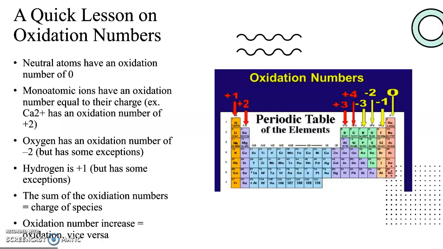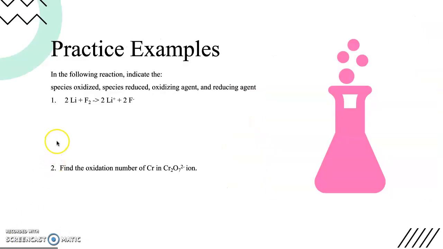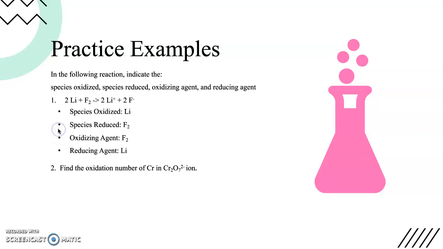Number 1. In the following reaction, indicate the species oxidized, species reduced, oxidizing agent, and reducing agent. In the equation 2Li + F2 into 2Li+ + 2F-, two species are changing their electrical charge during the course of the reaction. Since Li is losing electrons, becoming more positively charged, it is being oxidized. Since F2 is gaining electrons, becoming more negatively charged, it is being reduced. Finally, since Li is being oxidized, it is a reducing agent. And since F2 is being reduced, it's the oxidizing agent.